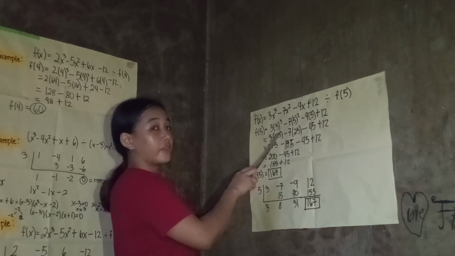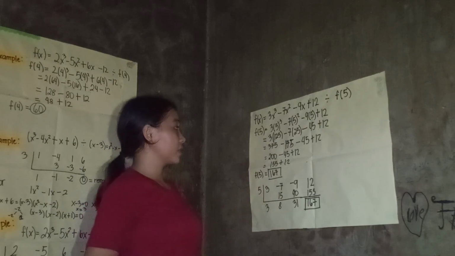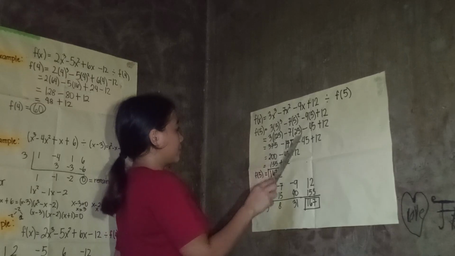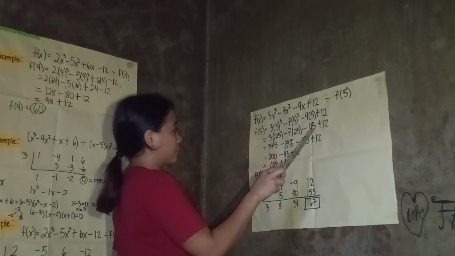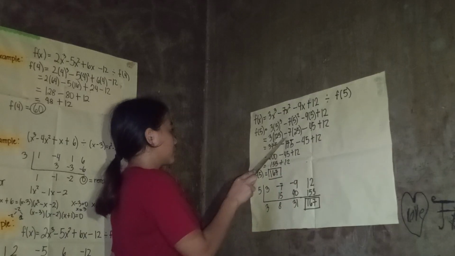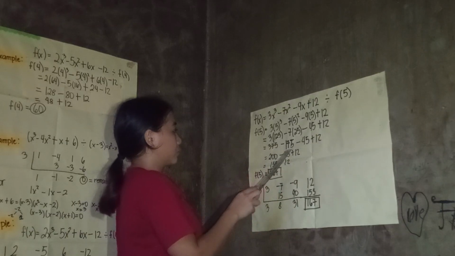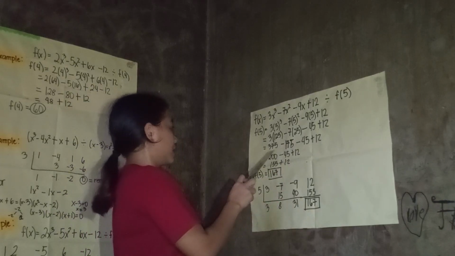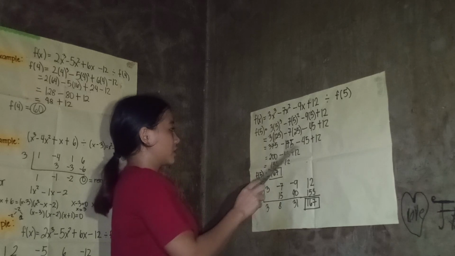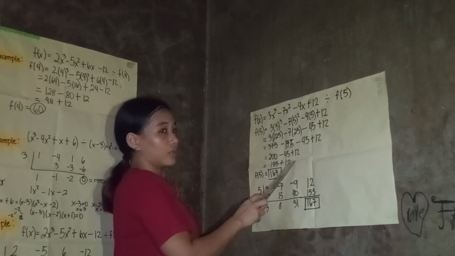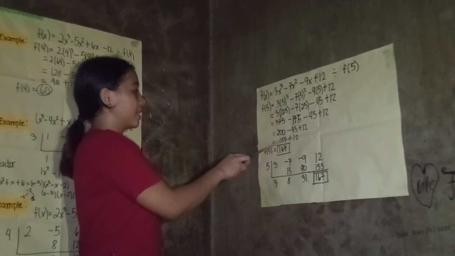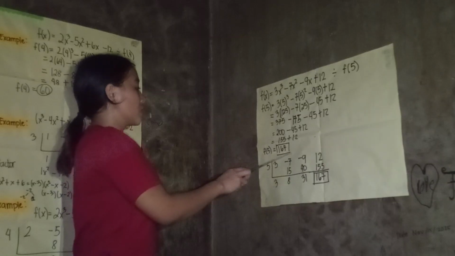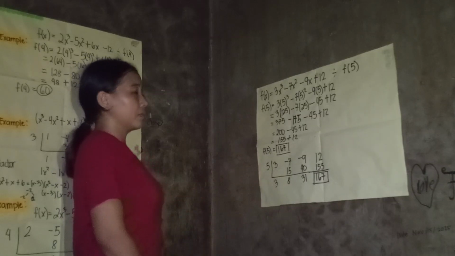So 3, we will multiply 5 by itself three times. 5 times 5, we get 25, and 25 times 5 is 125. Minus 7 times 5 times 5, 25, minus 9 times 5, 45, plus 12. So 3 times 125, we get 375, minus 7 times 25, we get 175. Minus 45 plus 12. 375 minus 175 is equal to 200. 200 minus 45, we got 155. 155 plus 12 is 167. So our f of 5 is 167, the remainder of the remainder theorem.